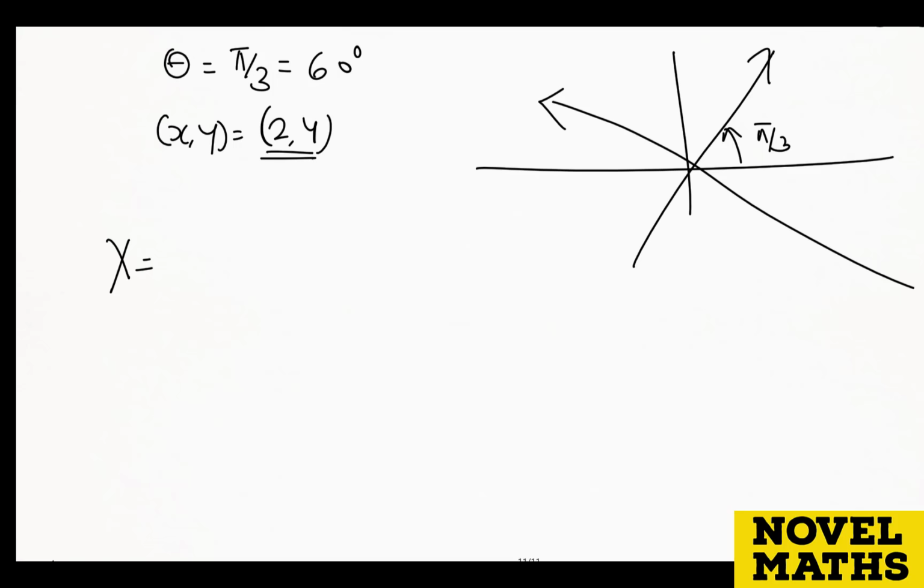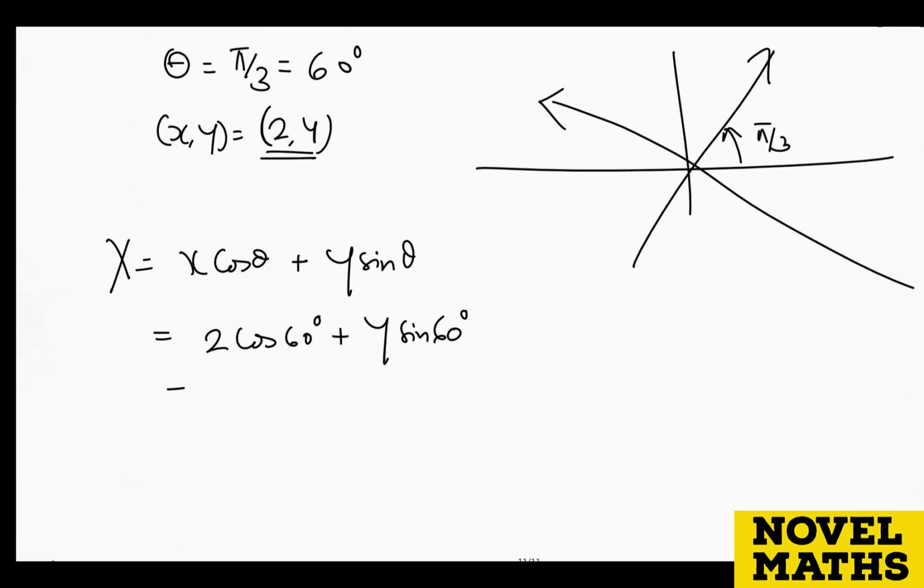So capital X is x cos theta plus y sin theta, right? So X is 2 cos 60 degrees plus 4 sin 60 degrees. These are all easy. 2 over 2 plus 4 root 3 over 2. So this becomes 1 plus 2 root 3. This is the X coordinate in this coordinate system.